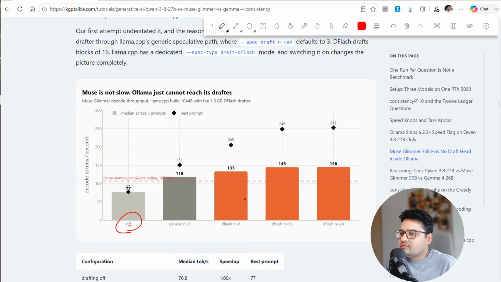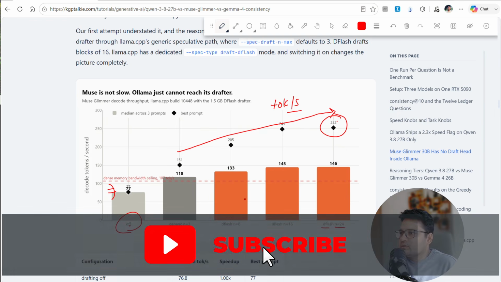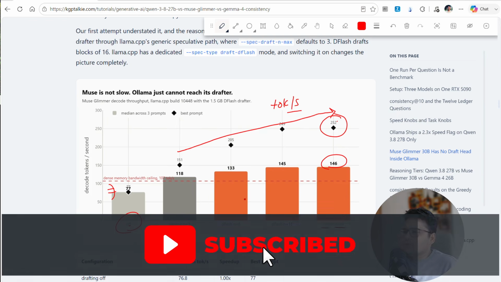If DFlash is not used, you are going to get this speed, which is 70 to 80 tokens per second. But if DFlash is used with speculative decoding inside it, you are going to see the generation speed increase. What you are currently seeing is tokens per second. That means if DFlash is used with n equal to 24, the maximum speed you are going to get is 252 tokens per second in Meta's Muse Glimmer. All right. And on average, you are going to get around 146 tokens per second.